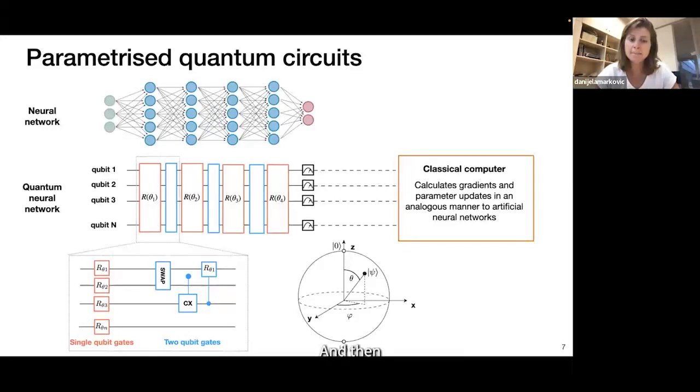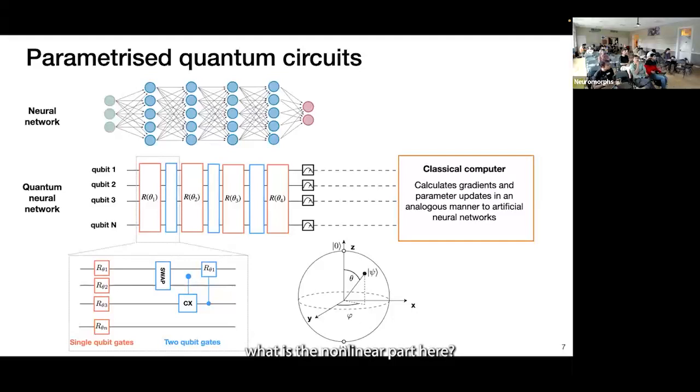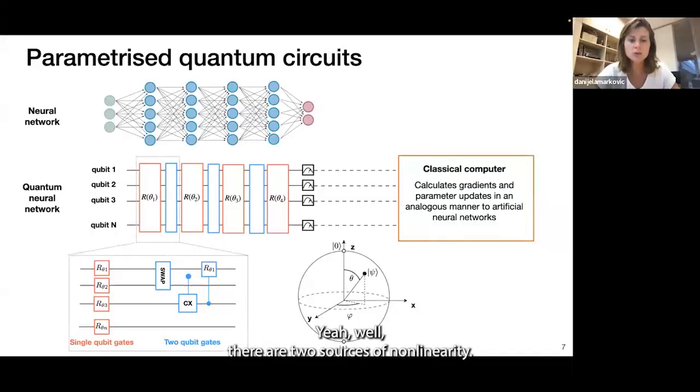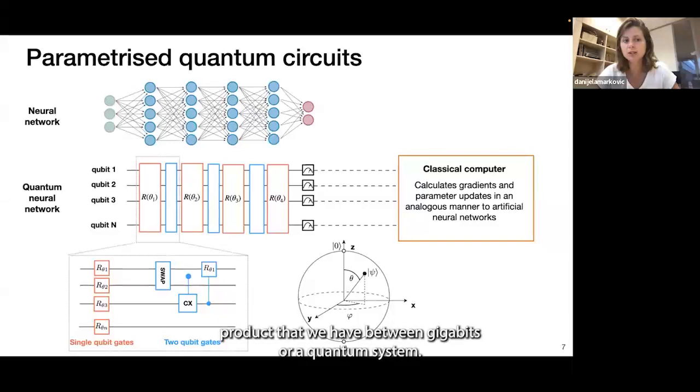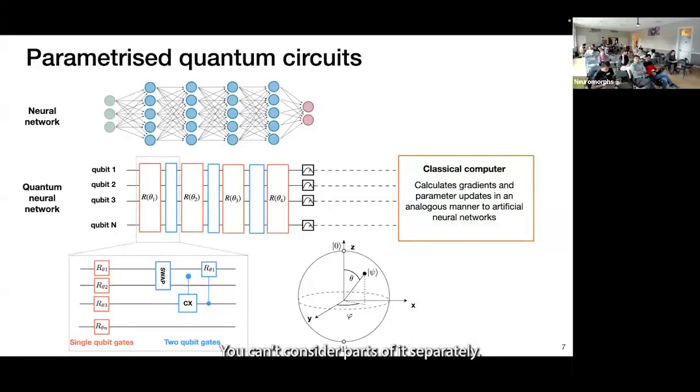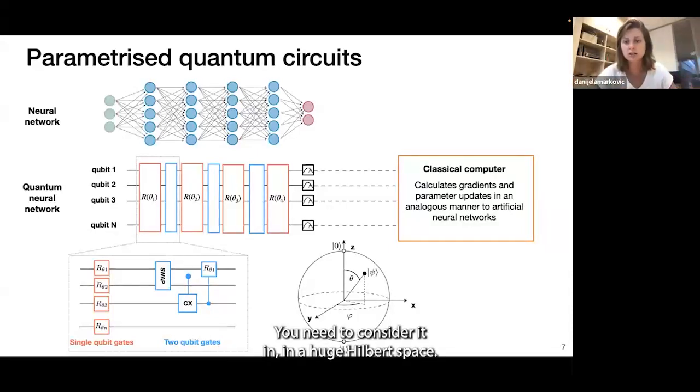So Danijela, what is the nonlinearity part here? Is it the measurement doing the nonlinearity? Well, there are 2 sources of nonlinearity. One is absolutely the measurement, and the other is coming from these tensor products that we have between qubits. A quantum system, you can't consider parts of it separately. You need to consider it in a huge Hilbert space. As you have tensor products between the Hilbert spaces of each qubit, you get the nonlinearity to the power of the degree of tensor products that you have.